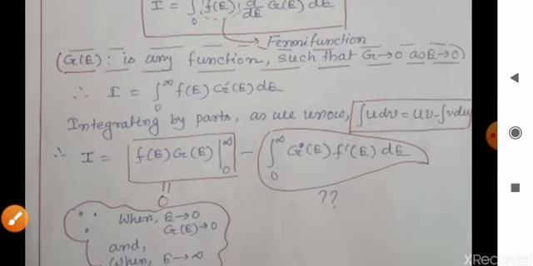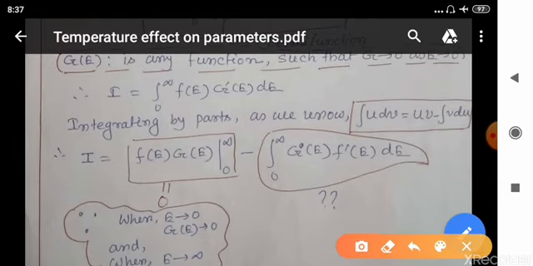So we will use this formula to evaluate this integration. Then I becomes F(E) G(E) with the limits 0 to infinity, and the second part is minus the integral from 0 to infinity of G(E) F prime dE. But as we know, when E tends to 0, G(E) tends to 0, so the first part of this integration becomes 0. Hence we have to evaluate this part only.